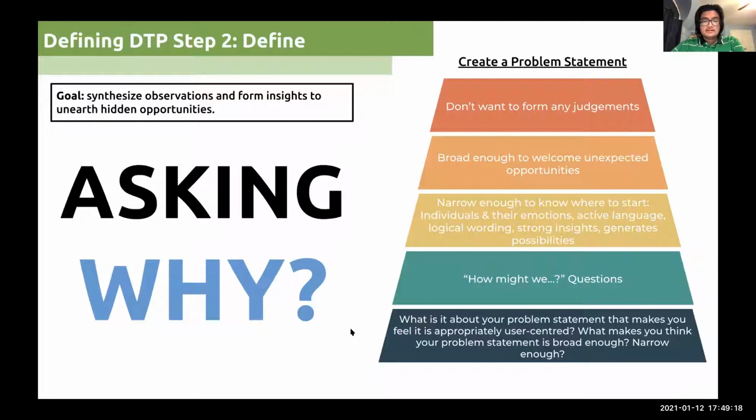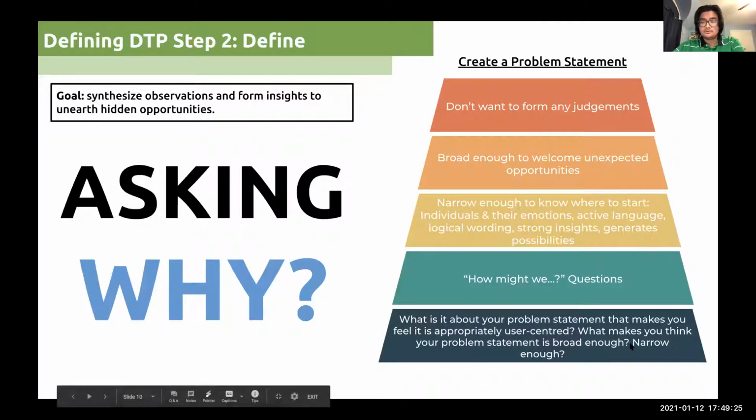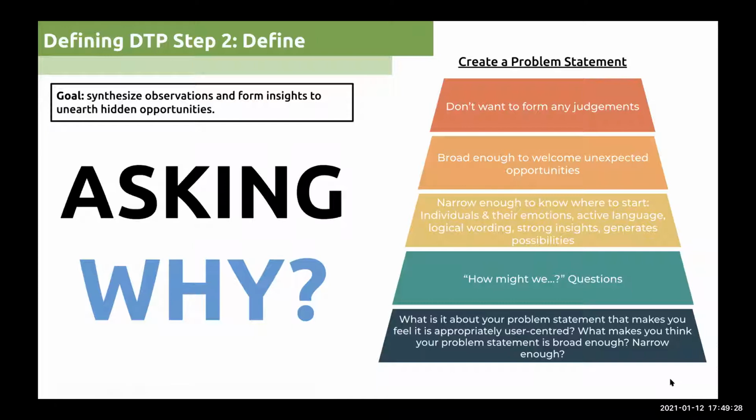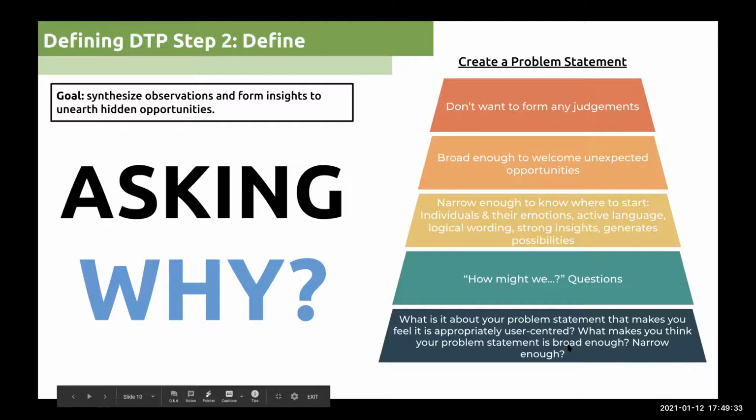Now, the other thing that you need to consider is when you're making your own problem statements, you should use the criteria to help you filter and ensure that you're creating a good problem statement. There are three really good questions that you can ask yourself, which are at that bottom pyramid right there. What is it about your problem statement that makes you feel like it is appropriately user-centered? You want to keep in mind that the design thinking process is all about keeping people, specifically your users, at the forefront of any decision that you're making.